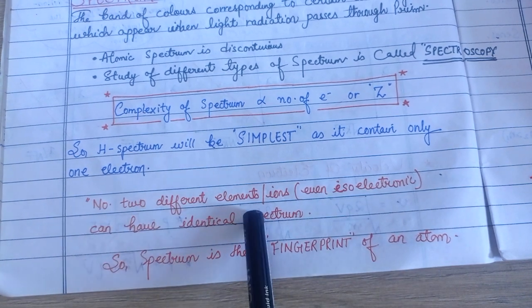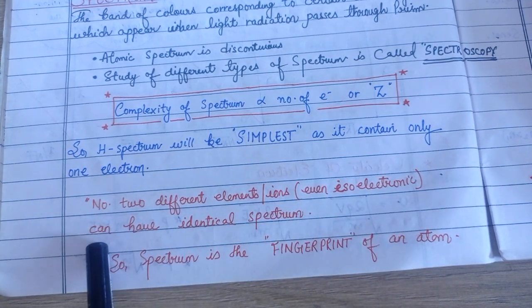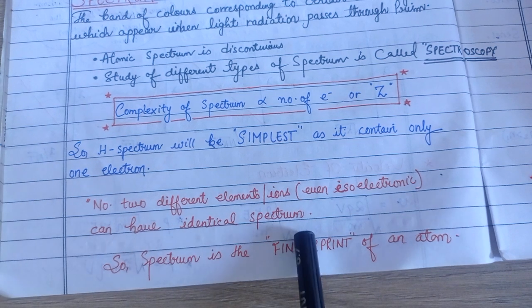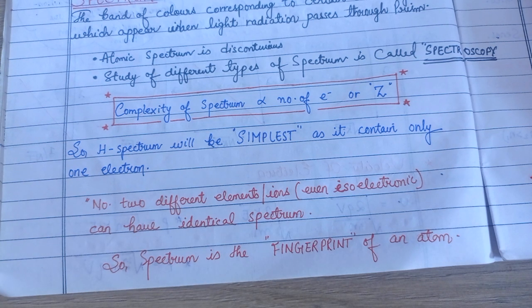No two different elements or ions, even isoelectronic, can have an identical spectrum. It means all atoms or ions have a different spectrum, just like all of you have different fingerprints. So, my dear students, as each and every human being living on the earth's surface has a different fingerprint, similarly each and every atom or element discovered till now, or to be discovered in the future, definitely has a different spectrum.